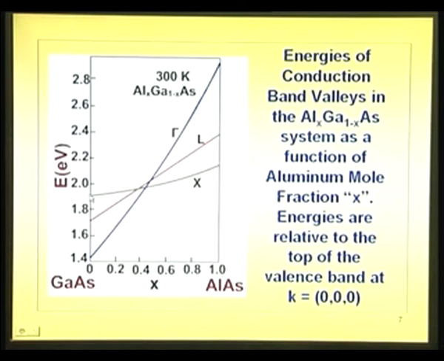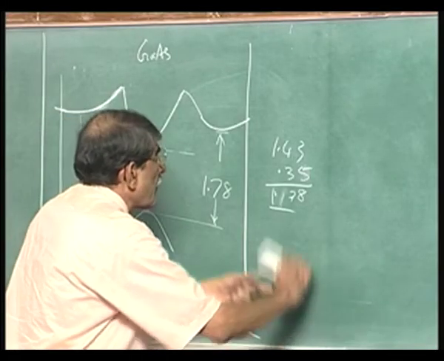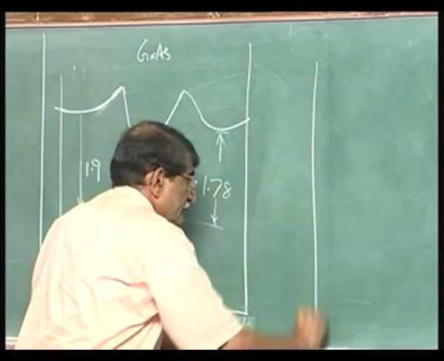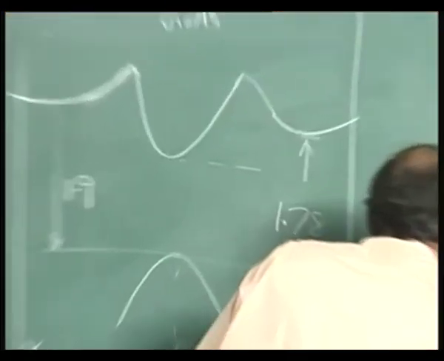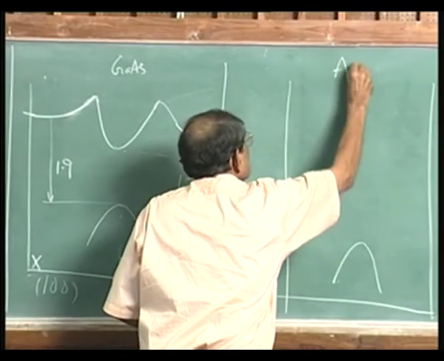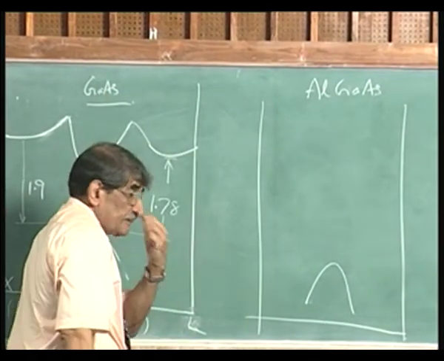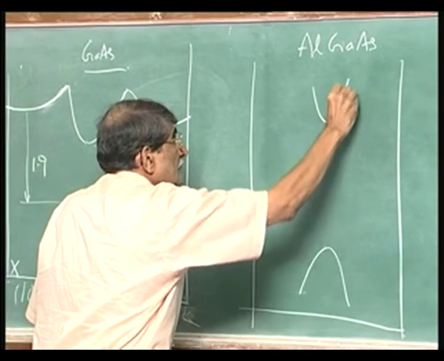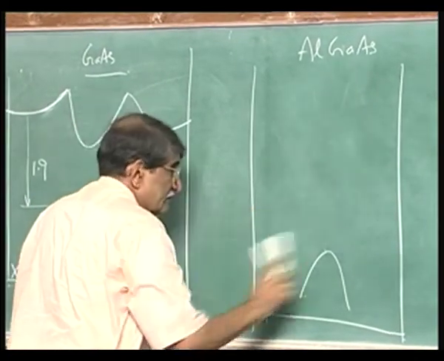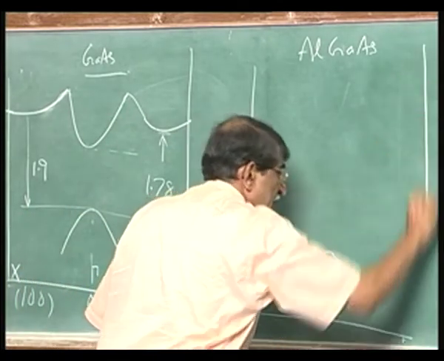So, this band gap ties along with the aluminum gallium arsenide, that is gallium arsenide. Now, here, corresponding to that, I will draw it slightly bigger, so that I can accommodate the whole thing.